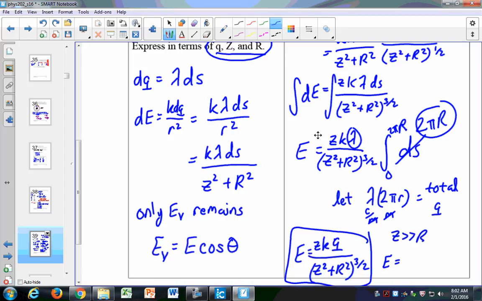So if you have a ring and you're really close to it, the electric field is this value. But as you move farther and farther away, it eventually just looks like a point charge. You should sort of expect that, right? It's similar with light. You have a ring of light, but then you move it really far away, eventually it's just going to look like a point. Okay? So the electric field just goes to kq over z squared. And this is a point charge.